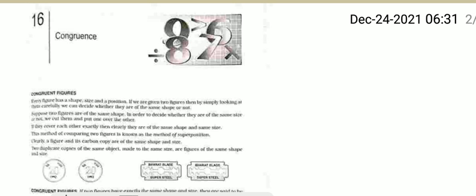Students, today we will learn a new chapter. The chapter name is Congruence. Chapter 16, Congruence. Okay.